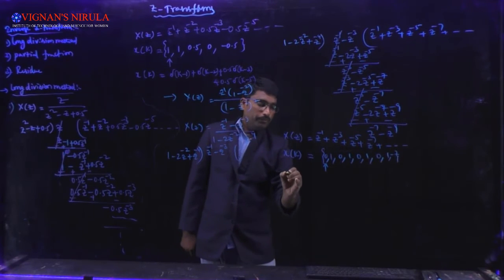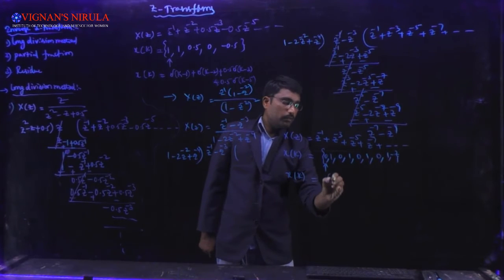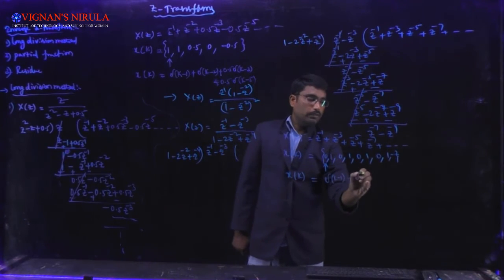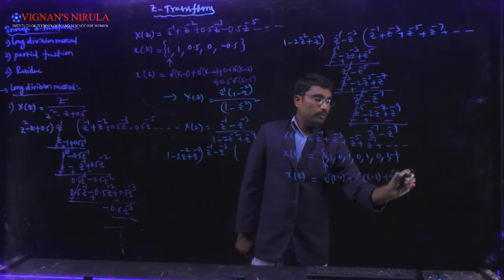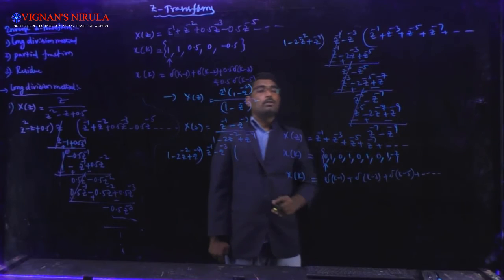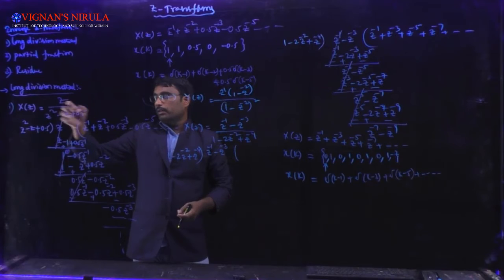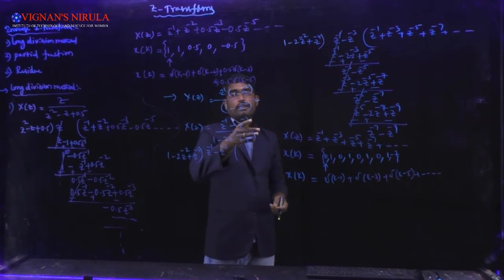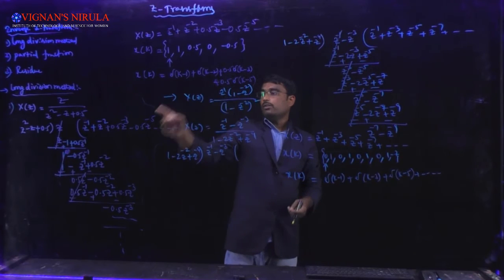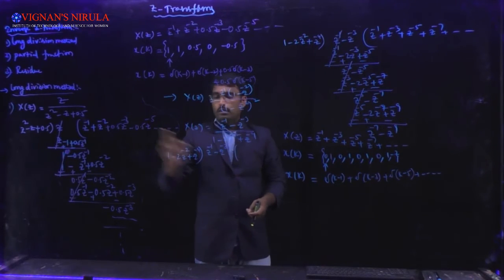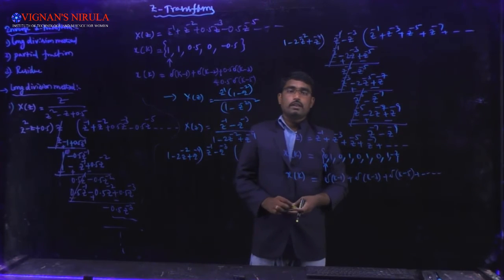Similarly, if you write x of k in terms of shifted impulses, this is delta of k minus 1 plus delta of k minus 3 plus delta of k minus 5 plus delta of k minus 7 plus so on. In this way, we can arrange the denominator either in decreasing powers of z or in increasing powers of z inverse, and after that we need to do the long division process, and after that by writing these coefficients of x of z, from that we can write directly x of k. Thank you.